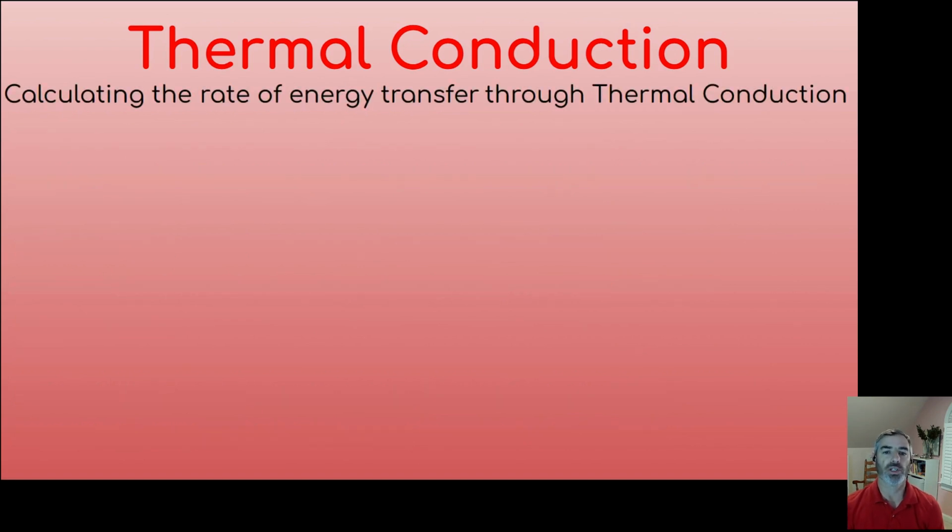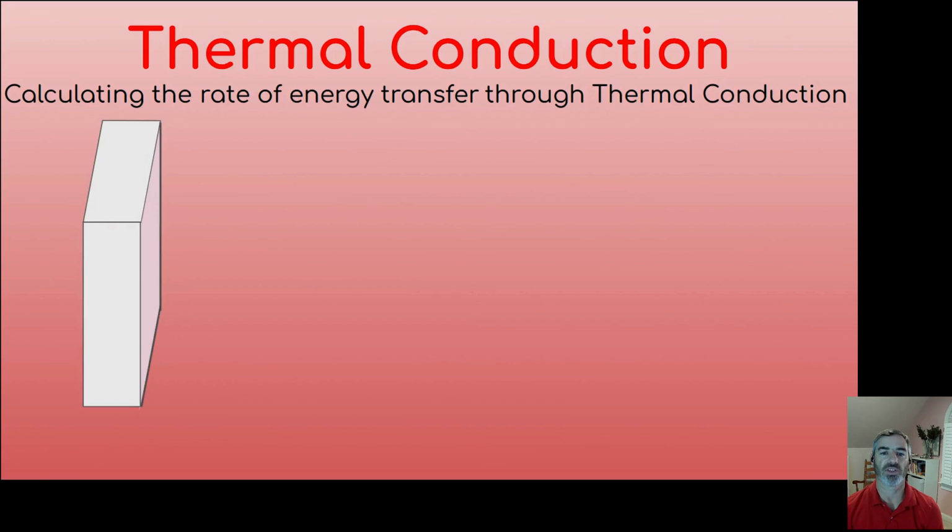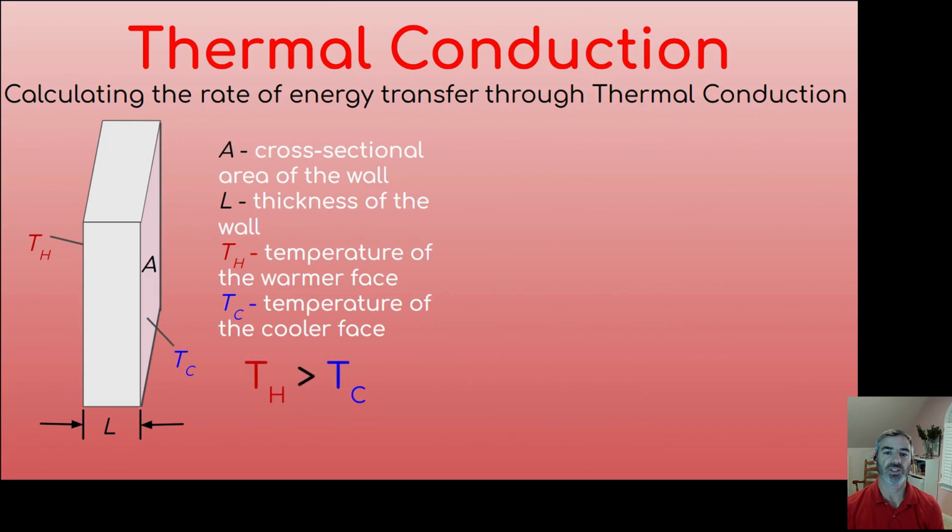We're going to calculate the rate of energy transfer because of thermal conduction. So let's take a cross-sectional area of a wall, say in your house, and we'll say that it has an area of A. The temperature on one side is TH and the temperature on the other side is TC. And that wall has a thickness of L. So here are all of those variables. We're going to say that TH is greater than TC, so there's a hotter temperature on the left side of that wall than on the right side. So energy is going to flow from left to right through that wall.